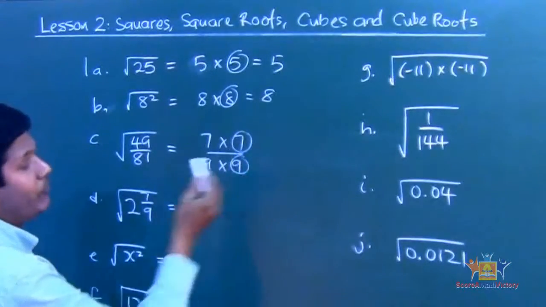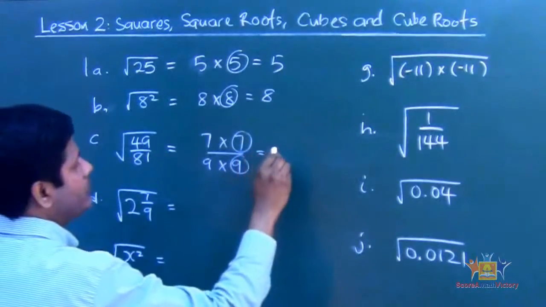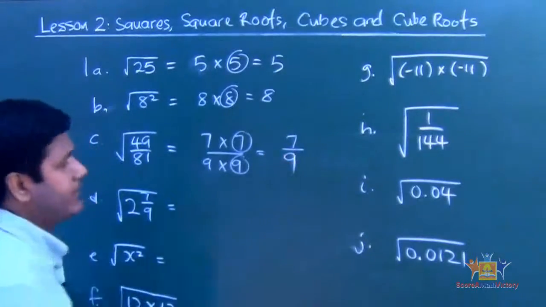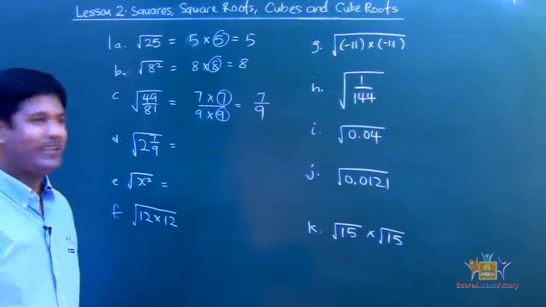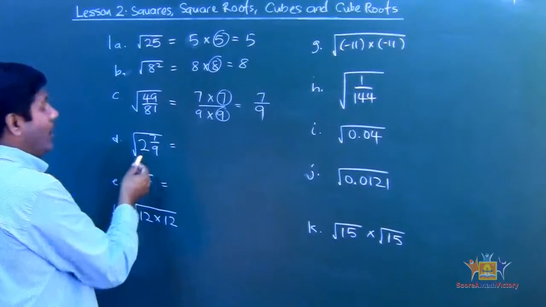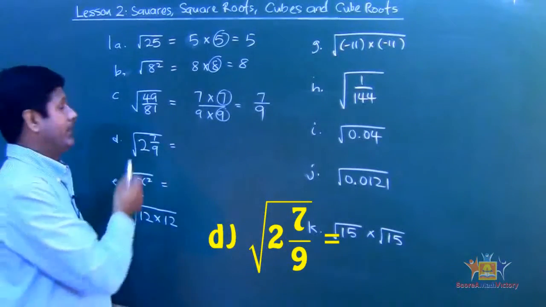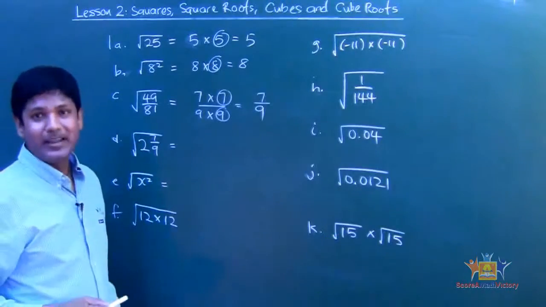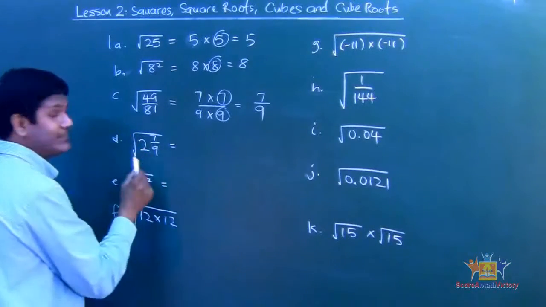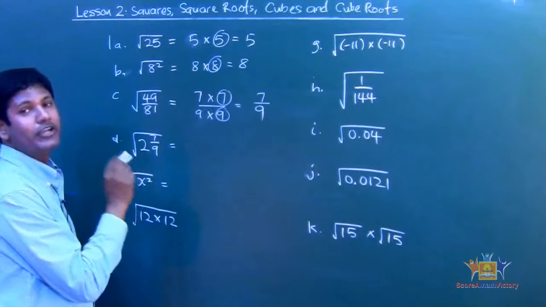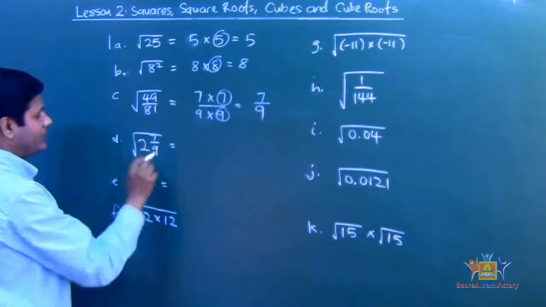1 from the numerator and 1 from the denominator, which means 7 over 9. Right there. See that? Pretty easy, isn't it? Very straightforward. Next, what type of number is that? It's a mixed number, alright? So when you have a mixed number, you cannot do anything until what? You change it to an improper fraction, alright? You can't solve it like this.